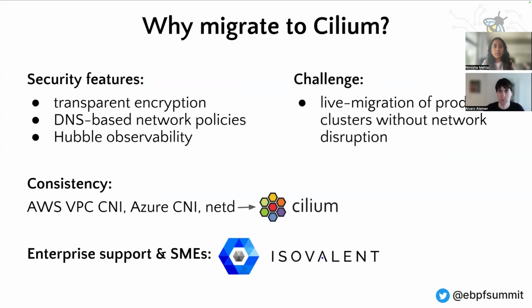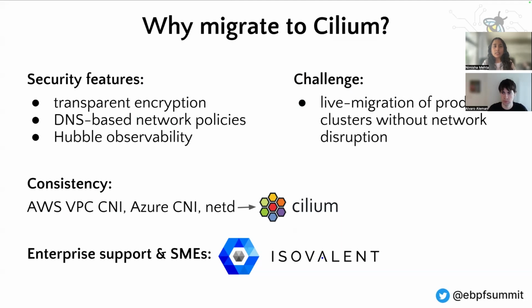We chose to migrate to Cilium for its security features such as transparent encryption, DNS-based network policies, and enhanced observability with Hubble. Another motivation was maintaining a consistent CNI across our fleet and not having to deal with cloud provider-specific behaviors. Additionally, having support from Isovalent for our enterprise Cilium installation made the decision to migrate much easier.